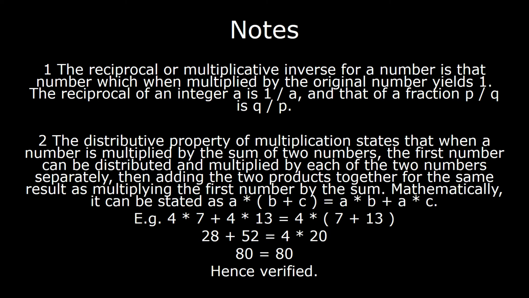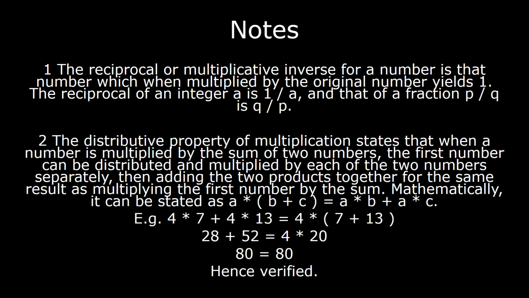Note 1. Reciprocals. The reciprocal or multiplicative inverse of a number is that number which, when multiplied with the number in question, gives back 1. So if your number in question for which you're trying to find its reciprocal is an integer a, then the reciprocal would be 1 upon a.